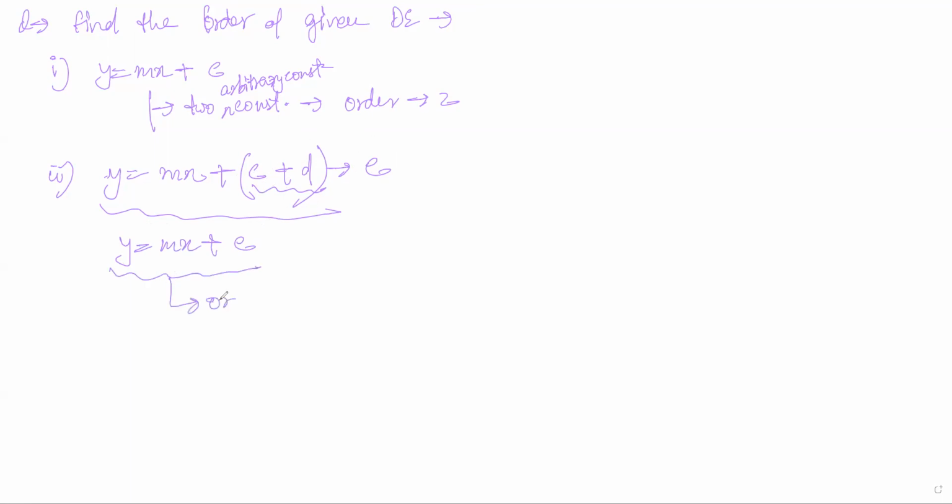So the order is 2 only. It's not about how many alphabets I have written. It is the number of alphabets which must be needed to form the equation. Right? If you can eliminate a constant, then you're good to go. So just try to eliminate as many as you can. After that, you will identify how many arbitrary constants are present.